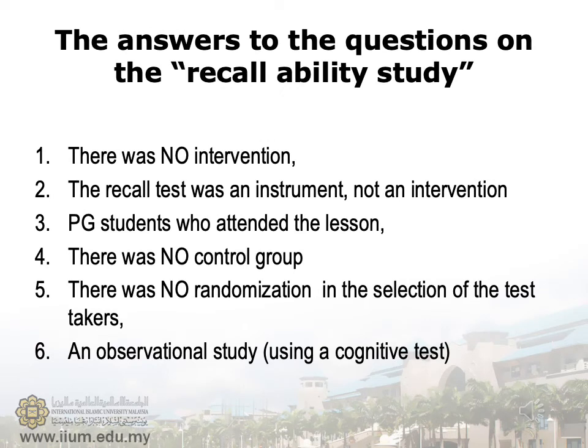Yes, you are correct if your answers are: 1. There was no intervention. 2. The recall test was an instrument, not an intervention. 3. PG students who attended the lesson. 4. There was no control group. 5. There was no randomization in the selection of the test takers. 6. An observational study, using a cognitive test.